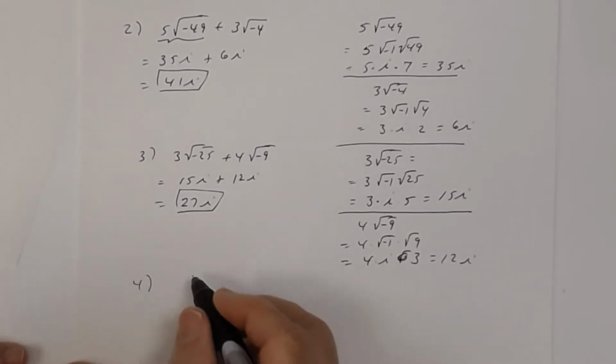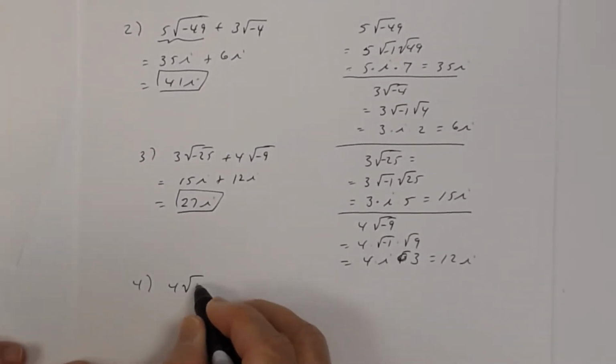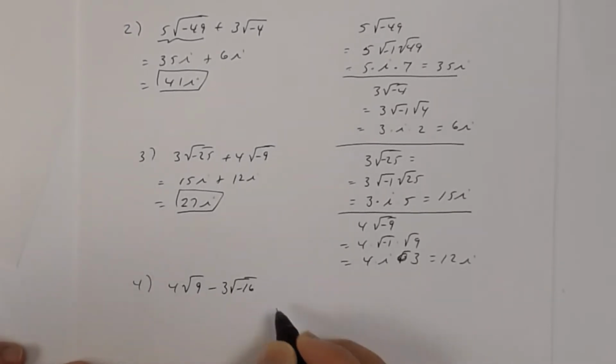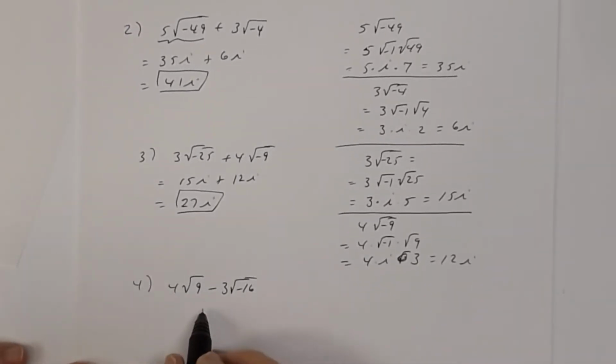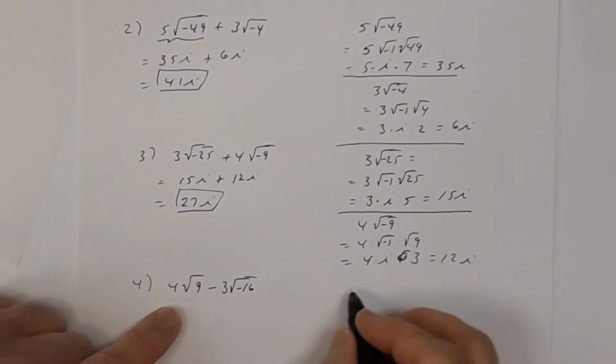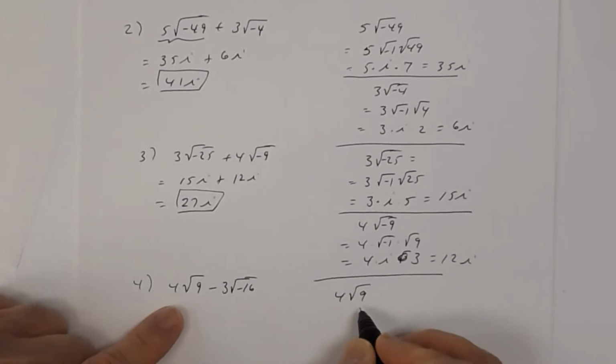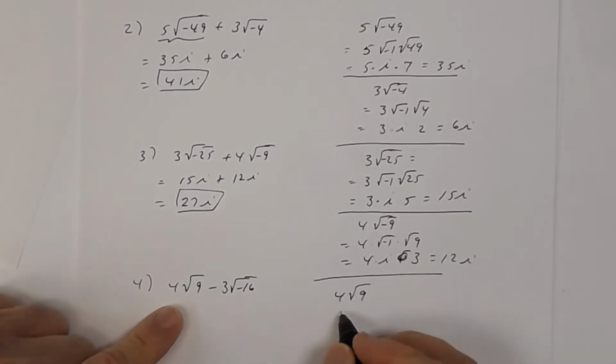So number 4, we have 4 times the square root of 9 minus 3 times the square root of negative 16. If you look at the first one, you need to be careful because this is the square root of 9, not the square root of negative 9. So my radicand is positive here. So this is just 4 times 3, which is 12.